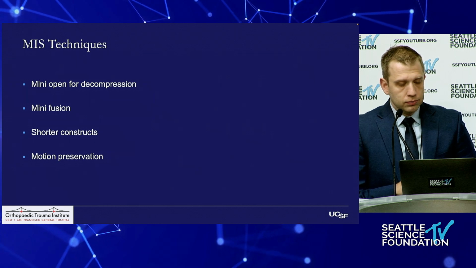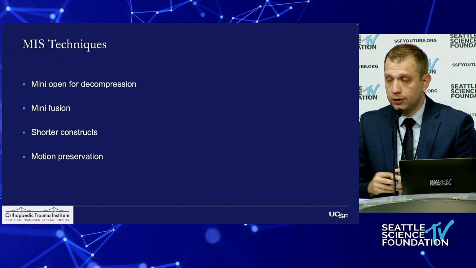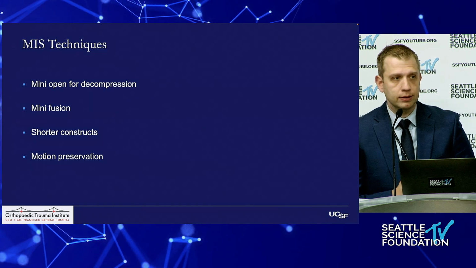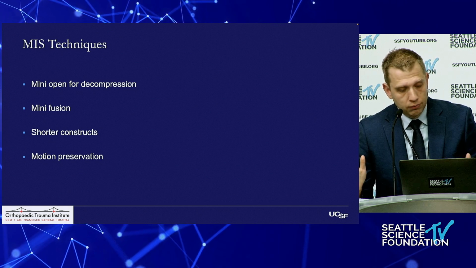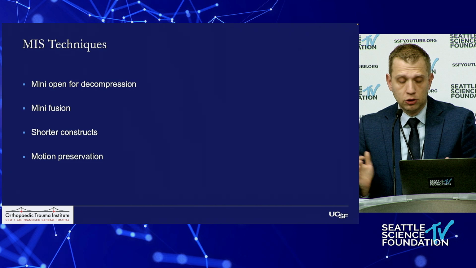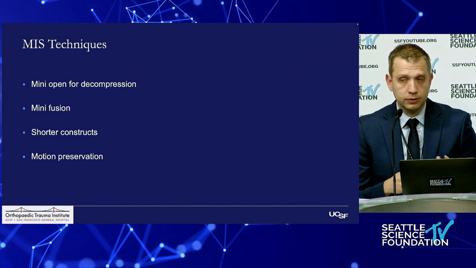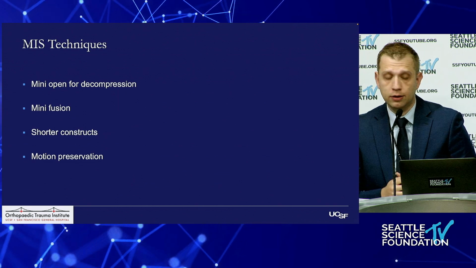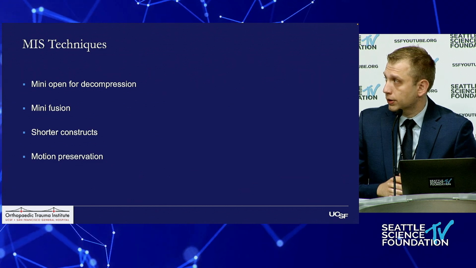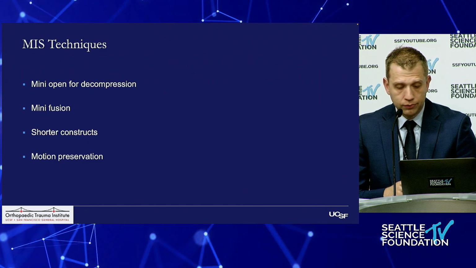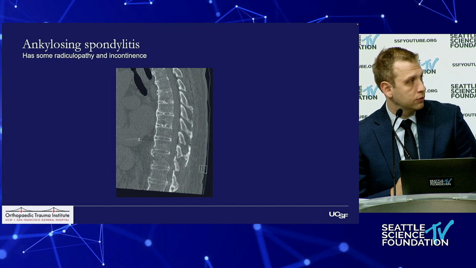You could do hybrid situations. You could do a mini open for decompression in the case of a patient who has some deficits. You could do mini fusions. Using minimally invasive techniques, you could shorten your constructs, whether by doing a lateral corpectomy or doing selective fusions and then removing part of your construct down the road. And there are other motion preservation techniques that I'll go over soon. Ashraf, do you want to do this case?